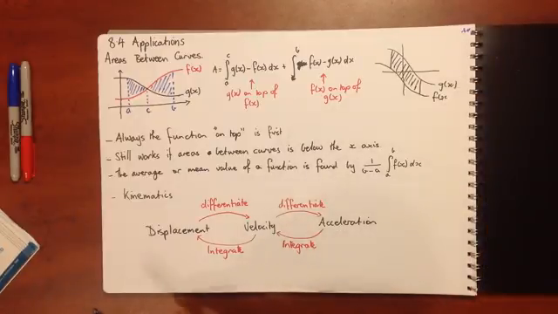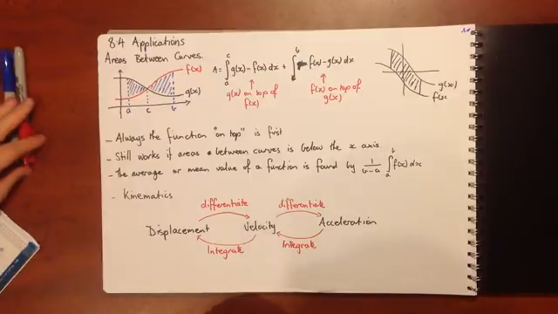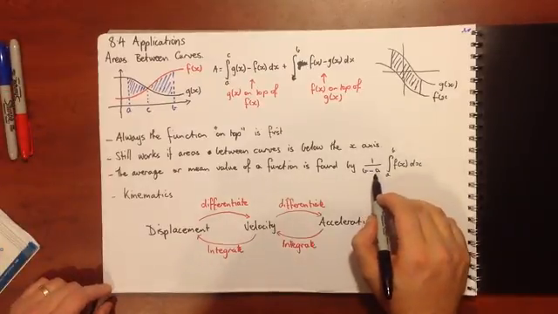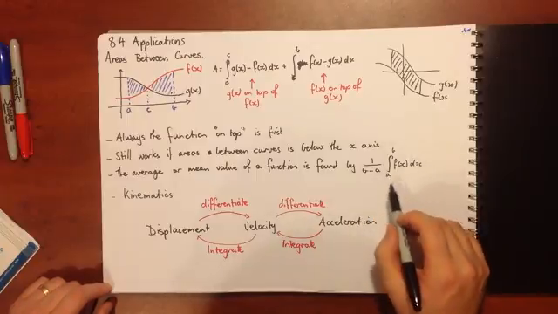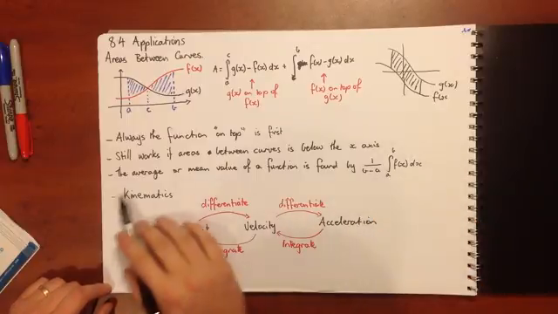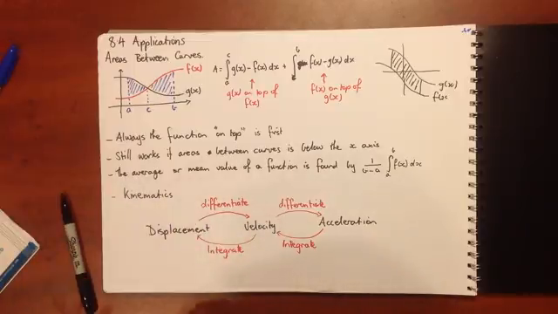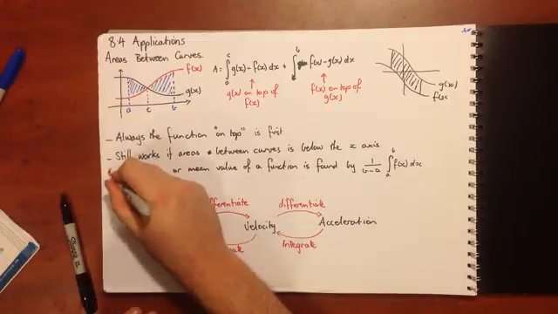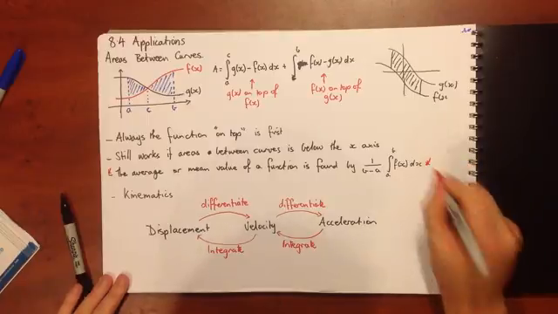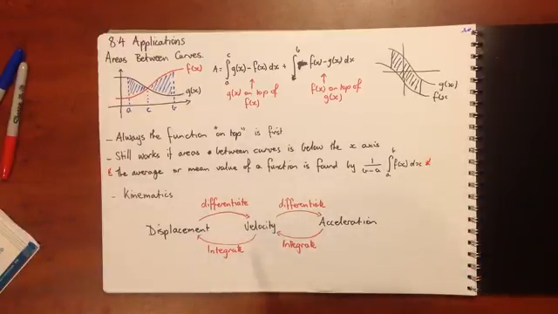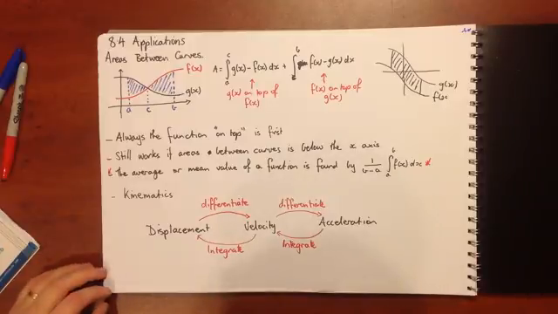The next bit we look at is the average or mean value of a function, and it's found by 1 over b minus a times the integral from a to b of f of x dx. So if we want the average or mean value of a function, it's just a little thing that we have in there. It's often easy to overlook, but again, I'd almost guarantee that there's going to be an average value question on one of the exams.